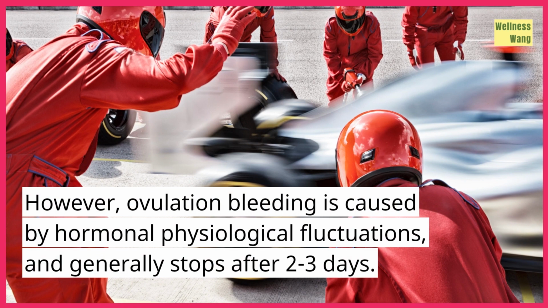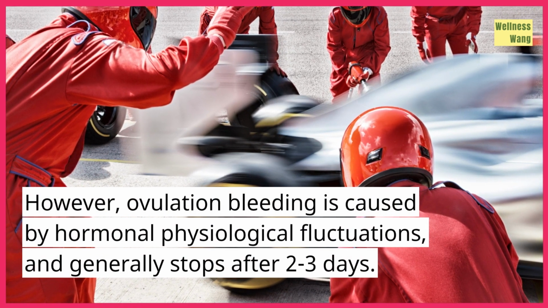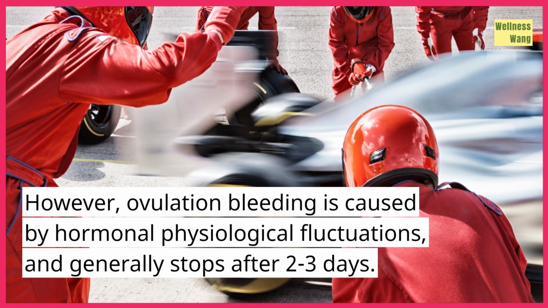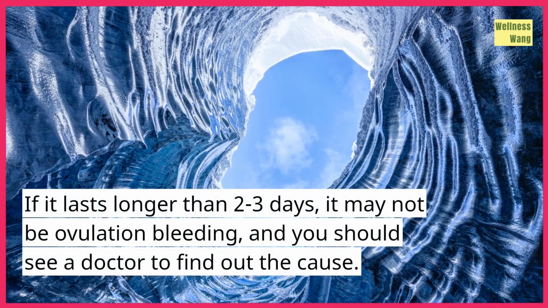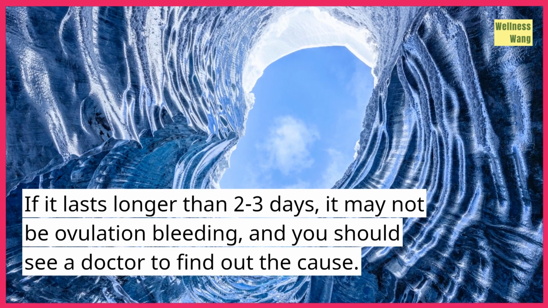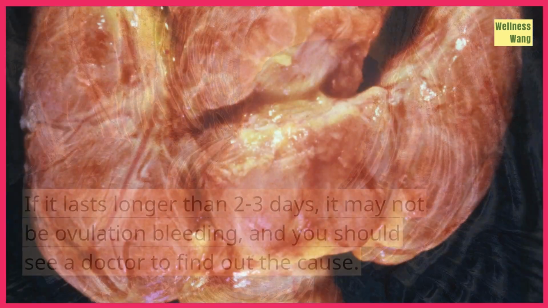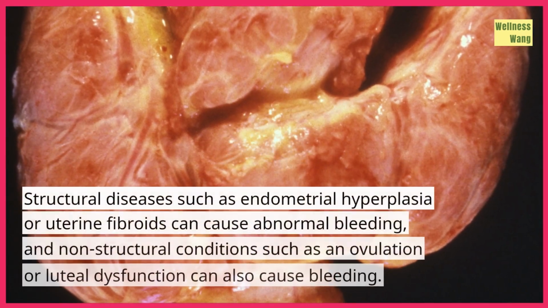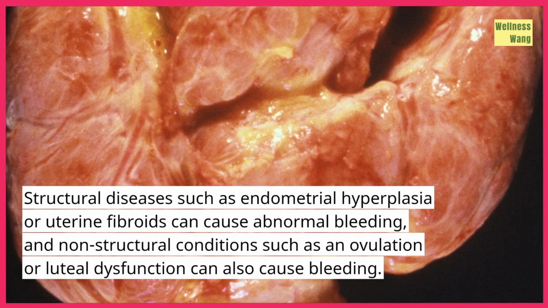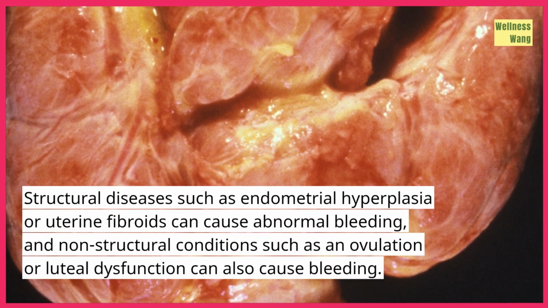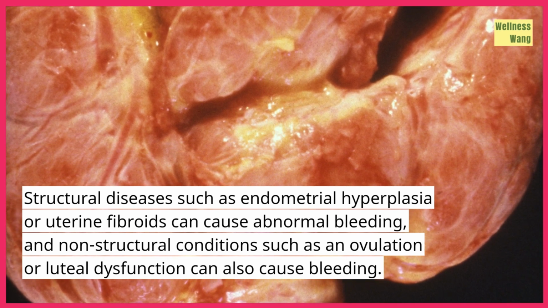However, ovulation bleeding is caused by hormonal physiological fluctuations, and generally stops after 2 to 3 days. If it lasts longer than 2 to 3 days, it may not be ovulation bleeding, and you should see a doctor to find out the cause. Structural diseases such as endometrial hyperplasia or uterine fibroids can cause abnormal bleeding, and non-structural conditions such as anovulation or luteal dysfunction can also cause bleeding.